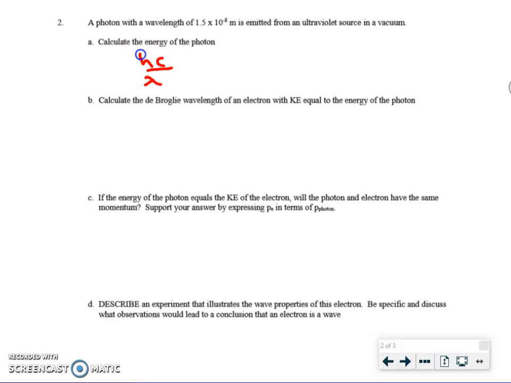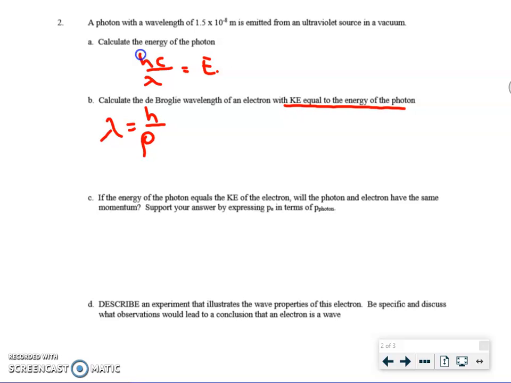Calculate the de Broglie wavelength. This is a little bit more involved, with the stipulation that the kinetic energy is equal to the energy of the photon. We know that the de Broglie wavelength is going to be h over p. So we need to get the momentum of the electron, which has an energy equivalent to what we have up here. We're going to use this energy to find this momentum, so we just need a connection between them.